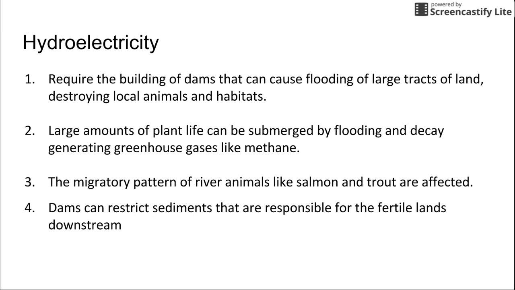Go ahead and work on your packet for today. I'm going to be doing an activity when you're with your teacher to show you renewable and non-renewable resources.